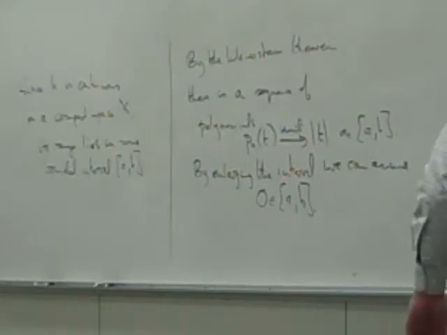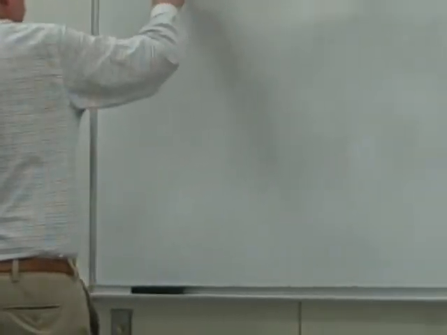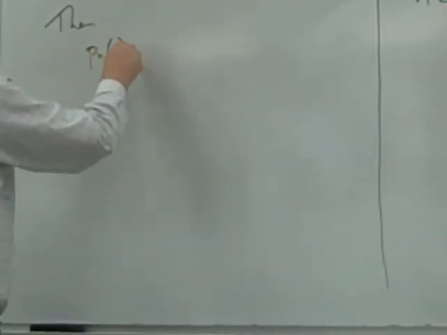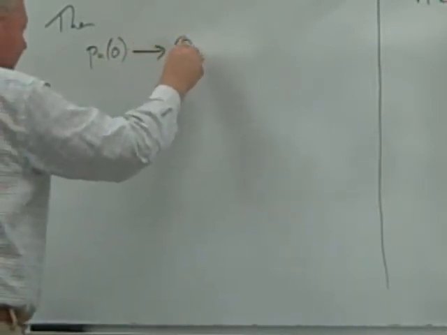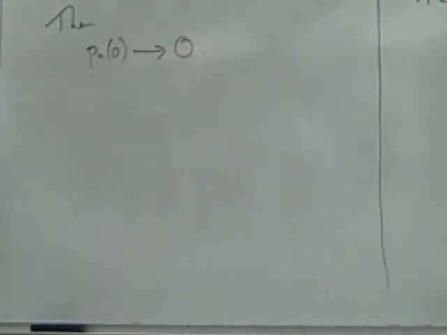So if I plug in 0, Pn of 0 converges to 0. See, I don't really know anything about these polynomials. It could well have a constant term, which I don't want to have. And so we'll get rid of it.